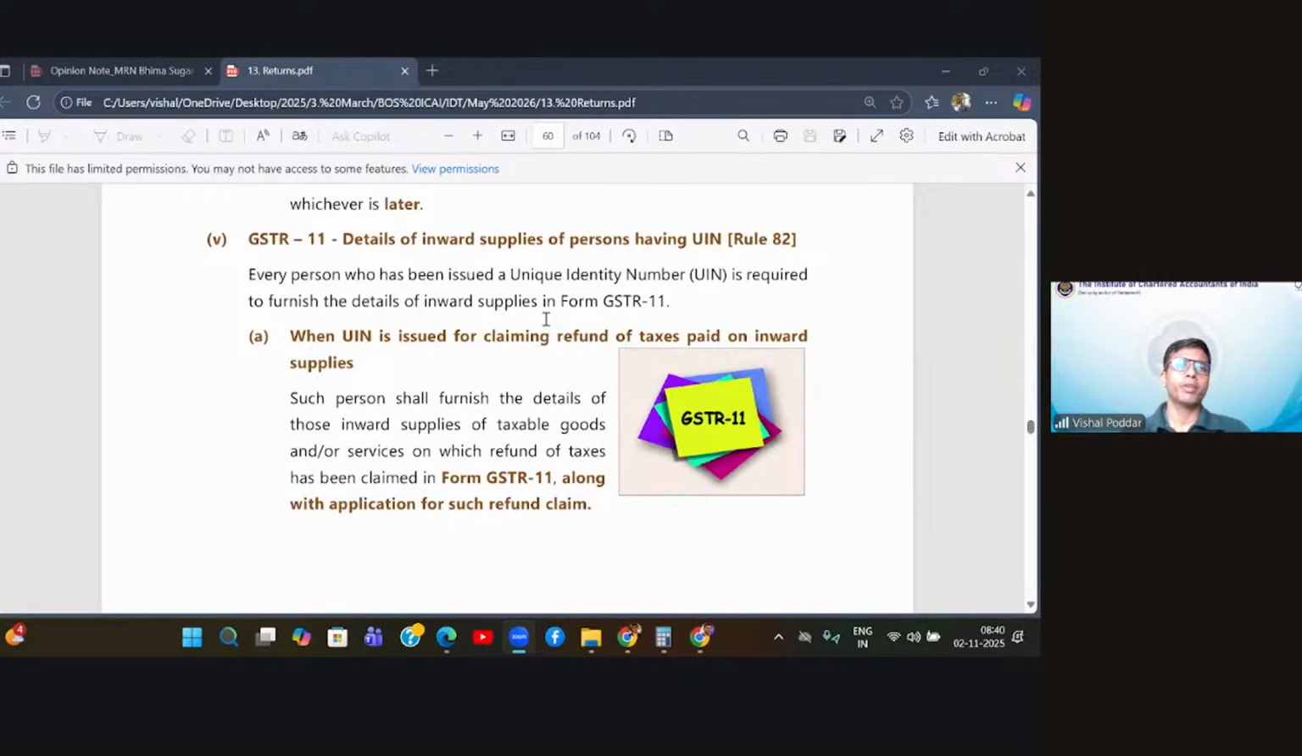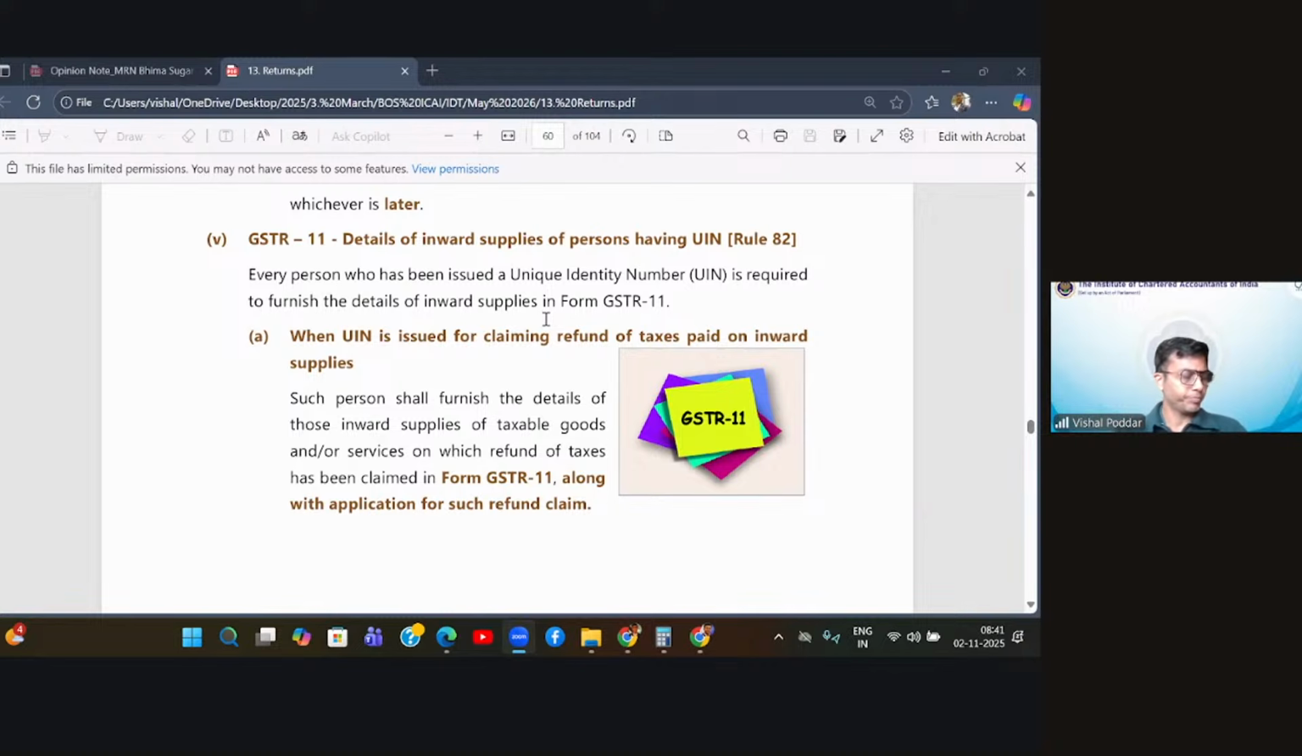Now, what is the purpose of giving them registration? They are not making any outward supply, or whatever would be their supply is specifically made exempt. Then why do they require this registration? For the purpose that when any other supplier is supplying them goods or services, this UIN will get the ITC, and later on they can claim the refund of this ITC. So for the purpose that they can claim refund, they are allowed this special registration, and they need to file their returns, which is in GSTR 11.